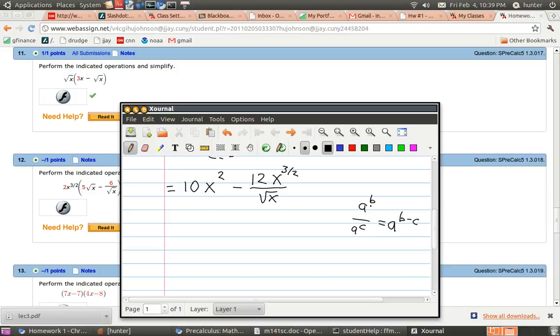If you divide, then they subtract, so it's the bottom one subtracted from the top one. Let's use that trick here. That's going to give us 10x squared minus 12. And for this part, I'm going to have x to the 3 halves minus 1 half. 3 halves minus 1 half is just 1, so x to the 1 is x, and that's the answer there.